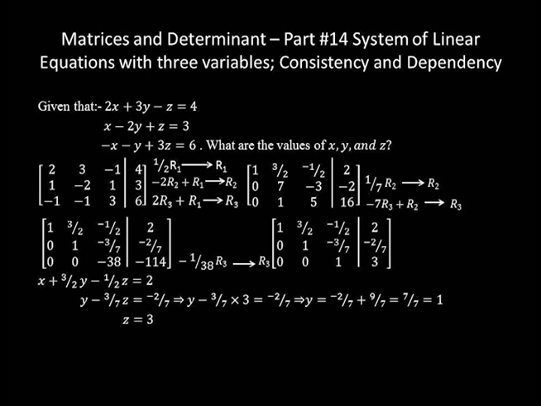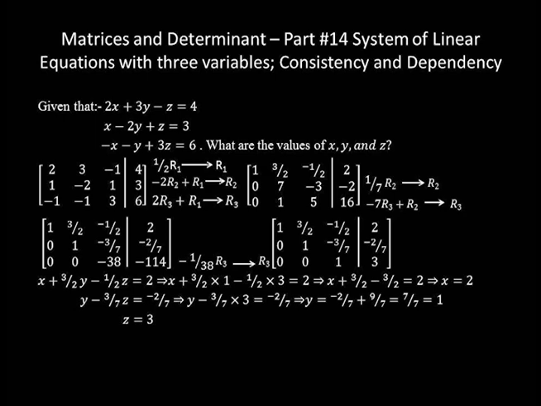Again, plugging the values of y and z into equation 1, we find x plus 3 over 2 times y, which is 1, minus 1 over 2 times the value of z, which is 3, equal to 2. x plus 3 over 2 times 1 is 3 over 2, minus 1 over 2 times 3 is 3 over 2, equal to 2. 3 over 2 minus 3 over 2 gives us 0. Thus the value of x is 2.